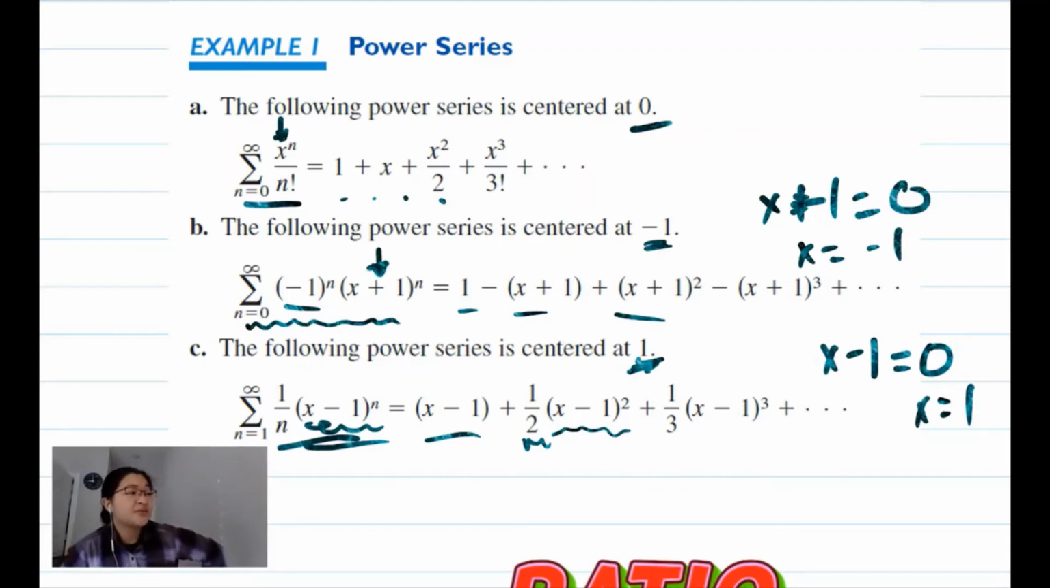Writing out 3 terms is a good start. A lot of times it's helpful to write out 4, maybe 5, because then you can see more of a pattern, but 3 is a minimum start.